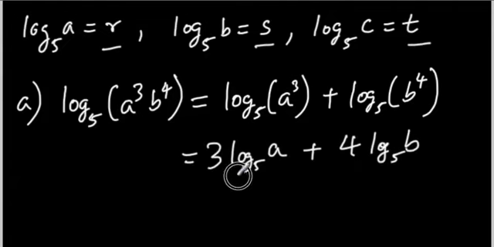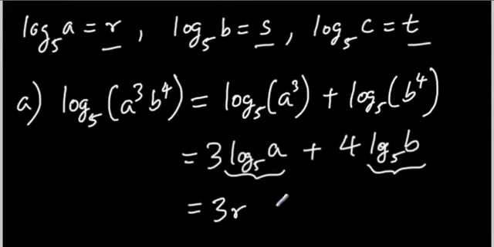Okay, so we can observe that we have these separated. So we know that log base 5a is equal to r, and log base 5b is equal to s. So this is equal to 3r plus 4s. And I'm done, because I want to express this only in terms of r, s, and t.